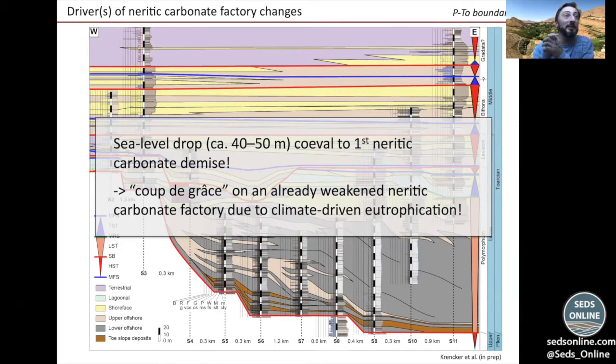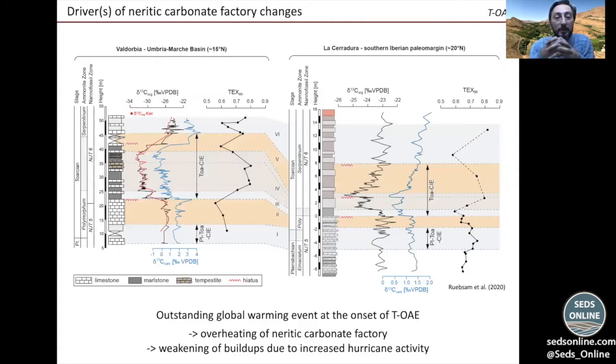So we think that this is actually the coup de grace that was given to an already weakened neritic carbonate factory that was due to climate-driven eutrophication. So that's what we think is responsible for the first carbonate factory crisis, right? The one that is associated with the Toarcian oceanic anoxic event is a bit different. We think there are different drivers here.